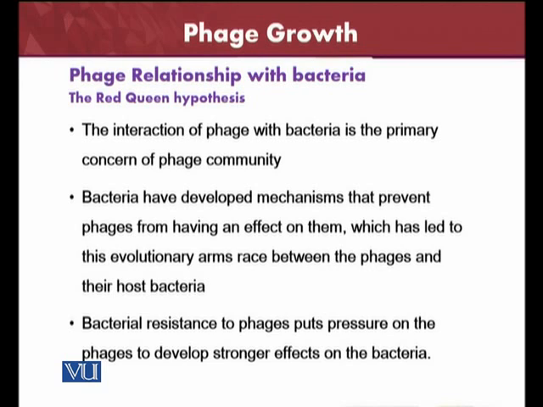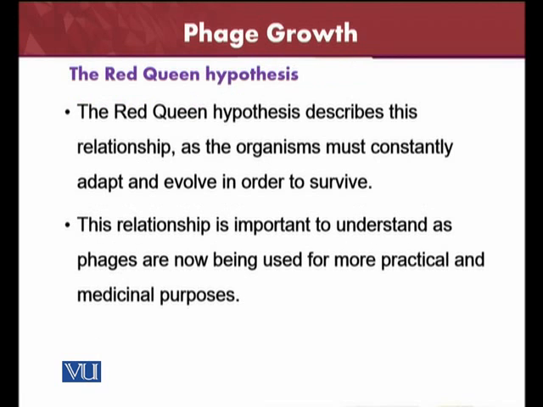After the evolution of the bacteria, they have developed some mechanisms. Similarly, the attacking organisms also develop mechanisms. The phages have also developed mechanisms that make them stronger and stronger. So there is an evolutionary arms race between the phages and the bacteria. Bacterial resistance to the phages puts pressure on the phages to develop stronger effects on the bacteria. If on one side the bacteria develop ways to evade, similarly the phages will develop stronger effects on the bacteria acting as their host.